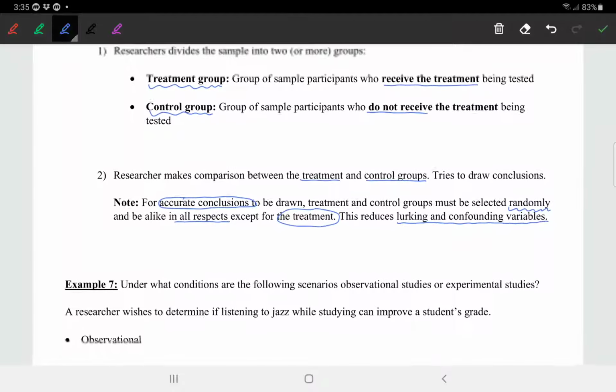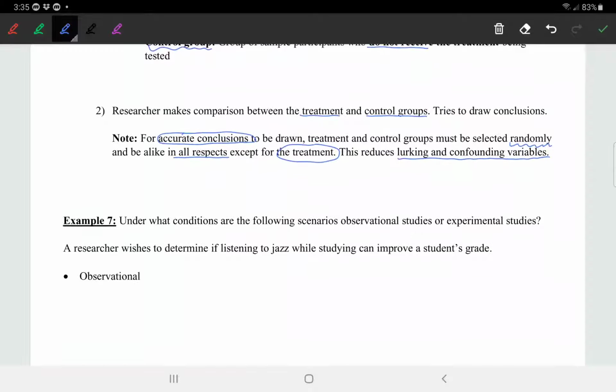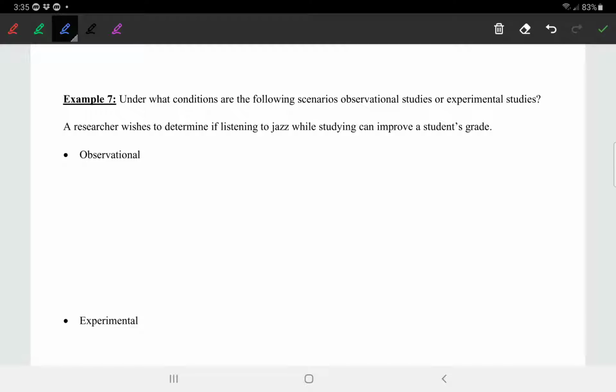So let's just go into example 7: under what conditions would the following scenario be observational studies or experimental studies? Okay, so let's just take one for simplicity. A researcher wishes to determine if listening to jazz while studying can improve. Now here's a key word here. We want to know if it's going to improve a student's grade.